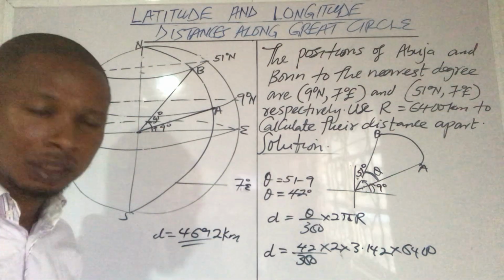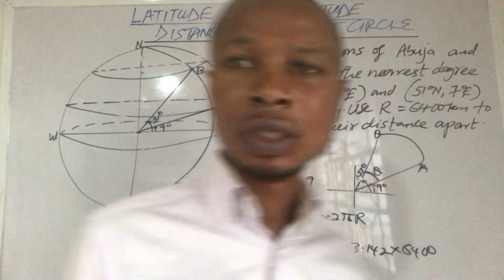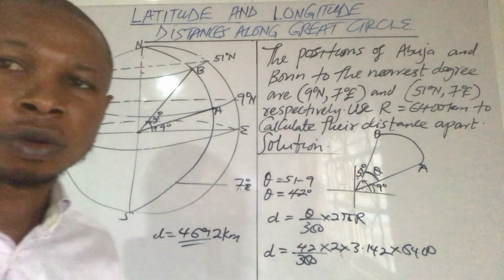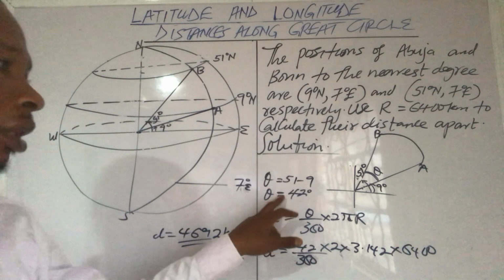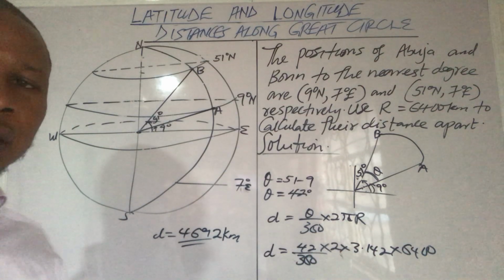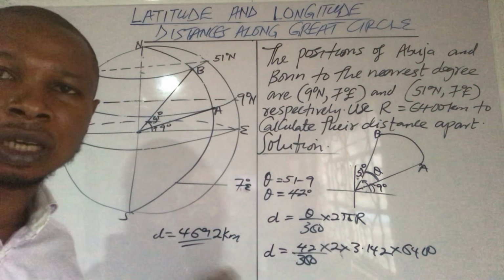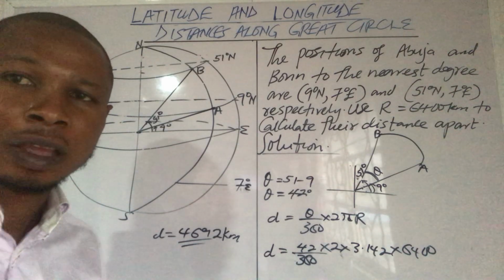So this is how you find the distance between two places on the Earth's surface, and the places must fall on the great circle. This is how you set the diagram out, this is how to get the angular difference, and this is the formula for calculating it. And this is how you are going to arrive at your answer. More examples are still coming because this topic is very important in mathematics.